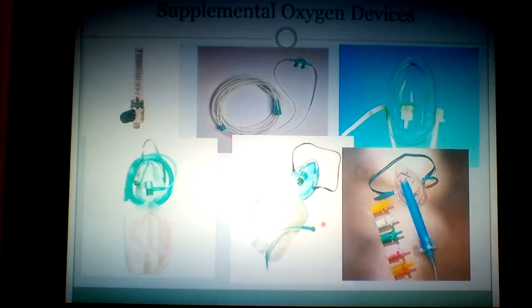Okay, partial rebreather gives you about 70 to 90%, 6 to 15 liters. The patient only rebreathes about 1/3 of the exhaled tidal volume. The thing that I want you to remember as a nurse is don't let that bag deflate. Do not allow any kinks or twists in the tubing.